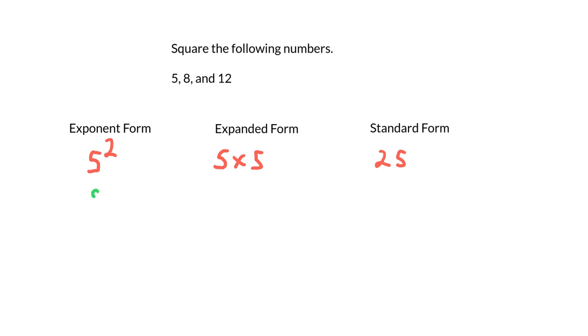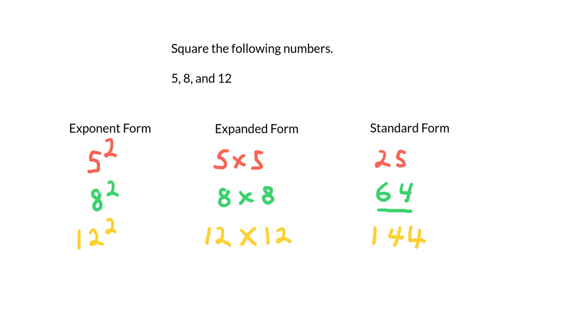For 8, exponent form would be 8 exponent 2, which means expanded form, that's 8 times 8. And in standard form, 8 times 8 equals 64. If you're being asked to square the number 8, you're going to get an answer of 64, which is the square number. And finally, we have 12. 12 in exponent form is 12 squared, which means 12 times 12. And 12 times 12 is 144. So if you are being asked to square the number 12, you would say the answer is 144, which is a square number.